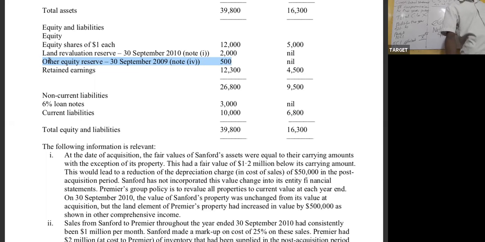That one, don't write retained earnings. Just write group retained earnings or group income surplus. So group retained earnings. Don't put anything there. That's the workings that we have to do, workings number 5. Then right from there, you put them together.